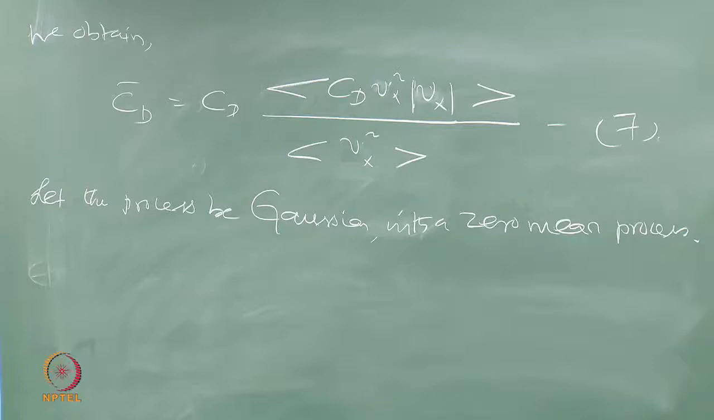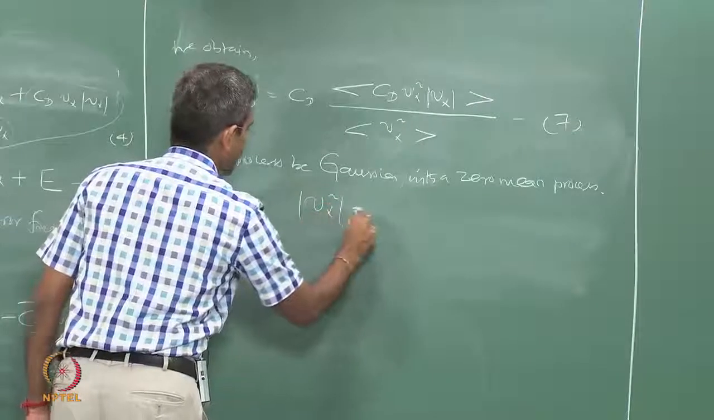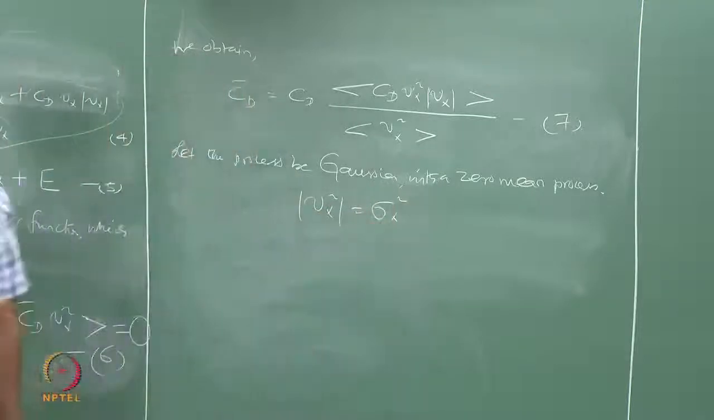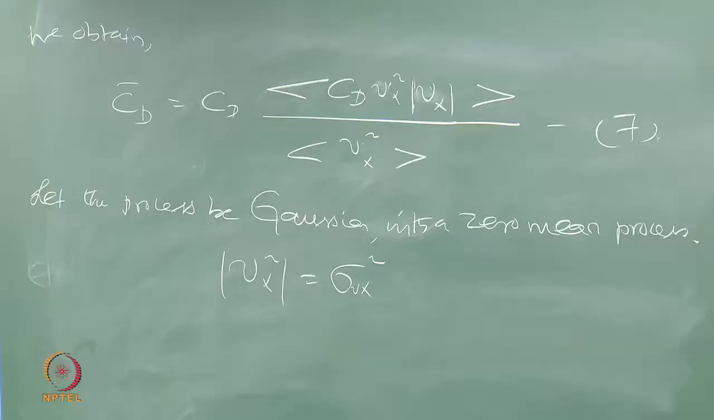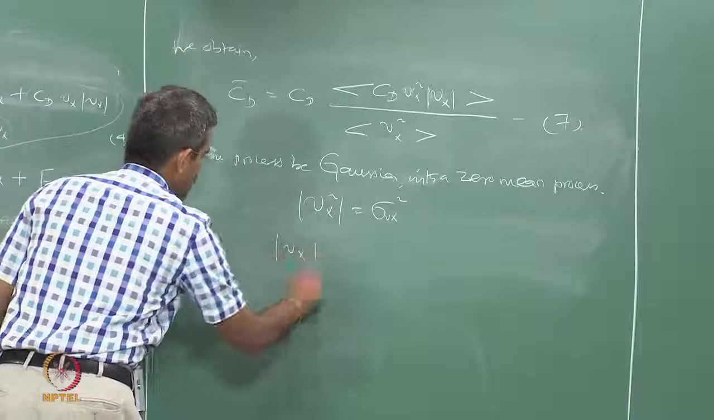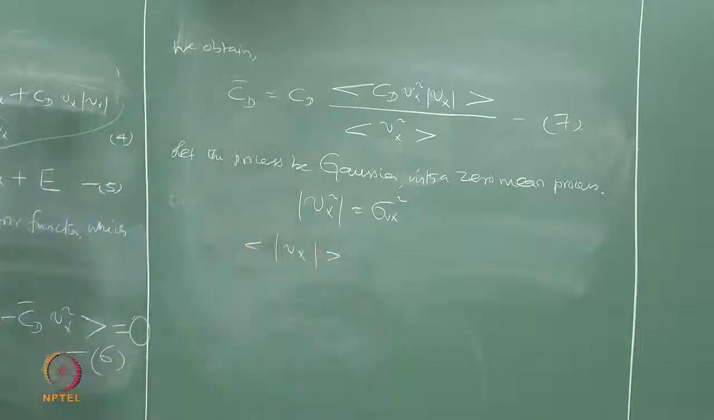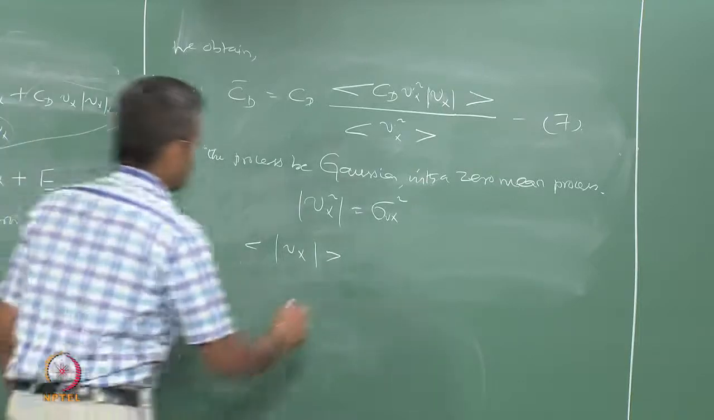In that case, you got a great advantage. The Vx square will be actually equal to the sigma square of the process. We can even call this sigma Vx square, make it very clear. And the absolute value of Vx, the mod value of Vx between the time weighted average will be an approximation of root 8 by pi.